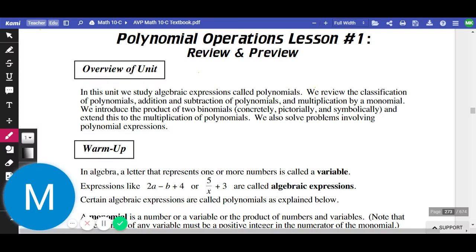The first thing we're going to do is just review. This should all be stuff that maybe you've heard before, maybe it rings a bit of a bell, or maybe you remember it all and you're like, this is really boring. We're going to start off with definitions. So we're going to talk about polynomials. That's what this unit's called.